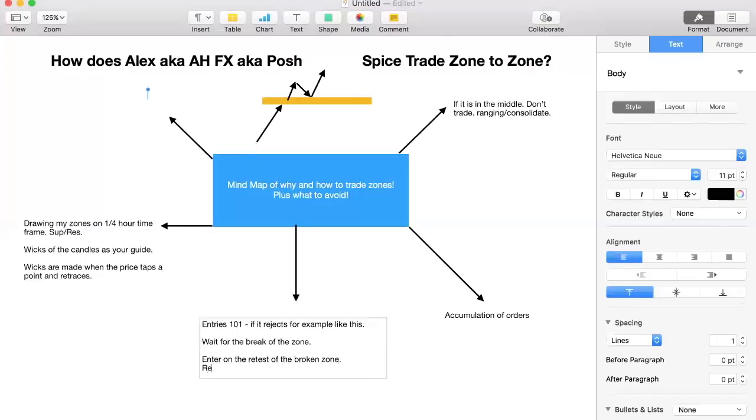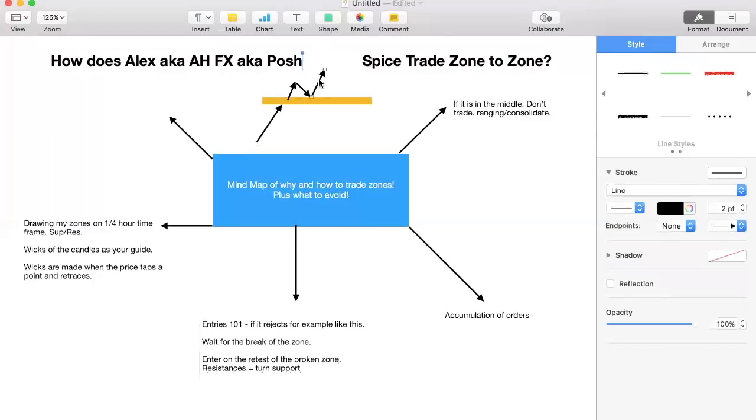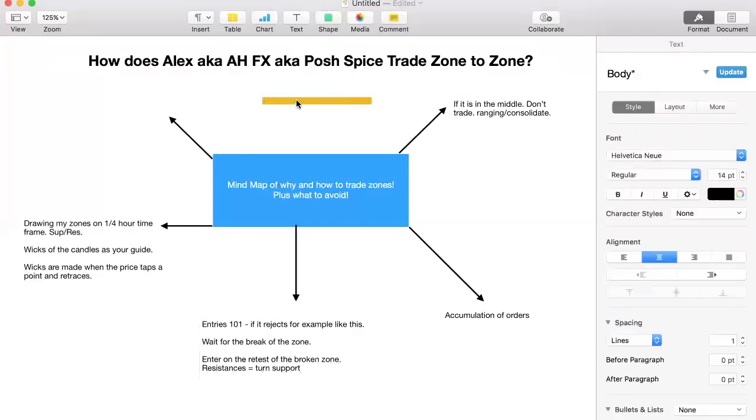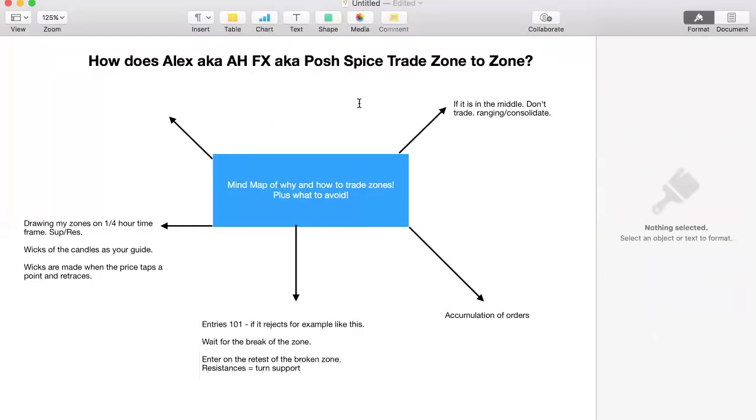Because if it's resistance, it turns support. It will turn support, and if it holds, then it's probably going to essentially be resistance turned support. So you would probably take buys, and your target generally would be the next zone up, which could be, I don't know, 20, 30 pips. Depends what pair it is, depends how quick it moves.